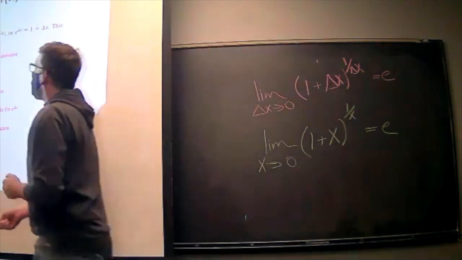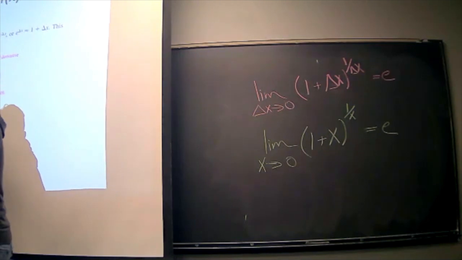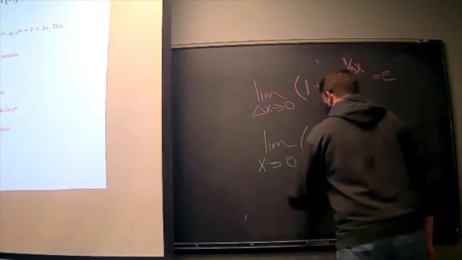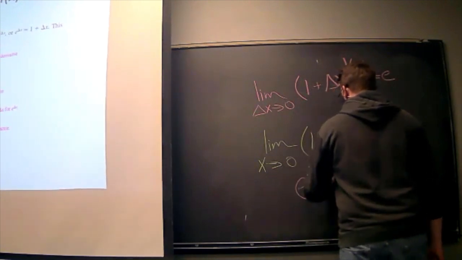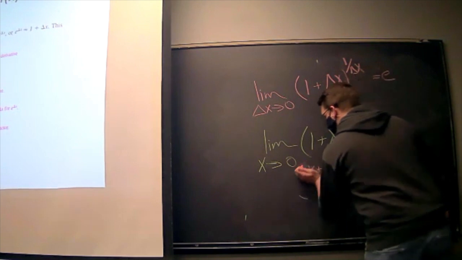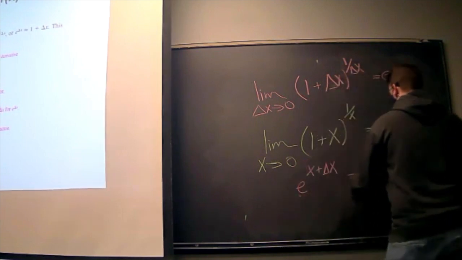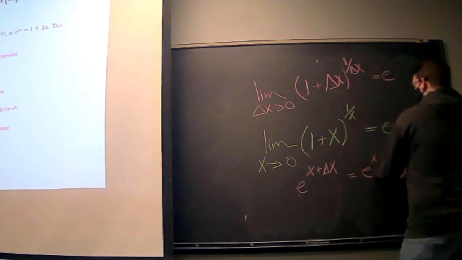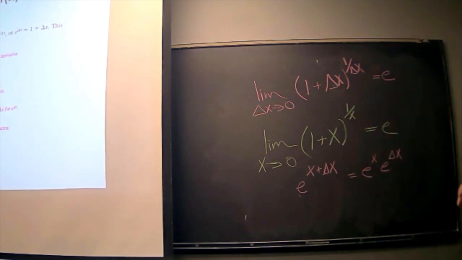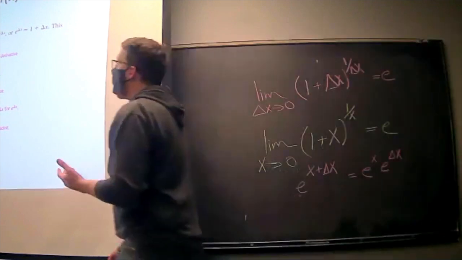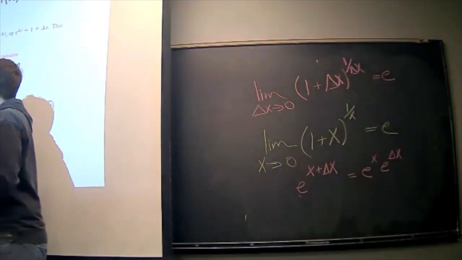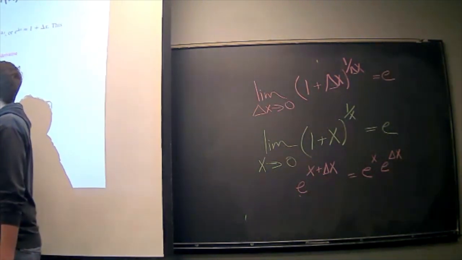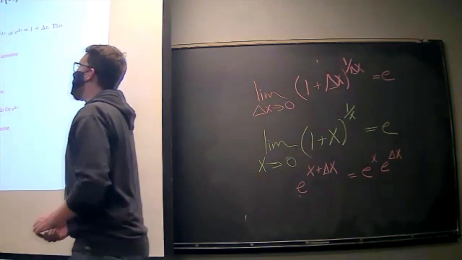Well, we just talked about properties of exponents. In this first term, e to the x plus delta x, because of these properties, we know we can rewrite it as e to the x times e to the delta x. So in our numerator, we can factor out an e to the x. And when we do, we get e to the x times the quantity e to the delta x minus 1.